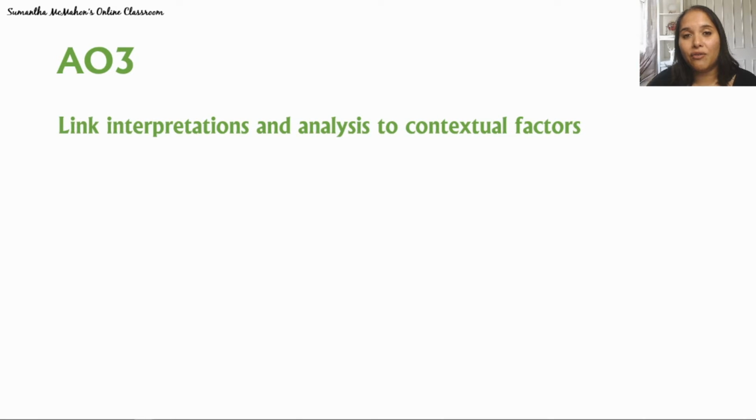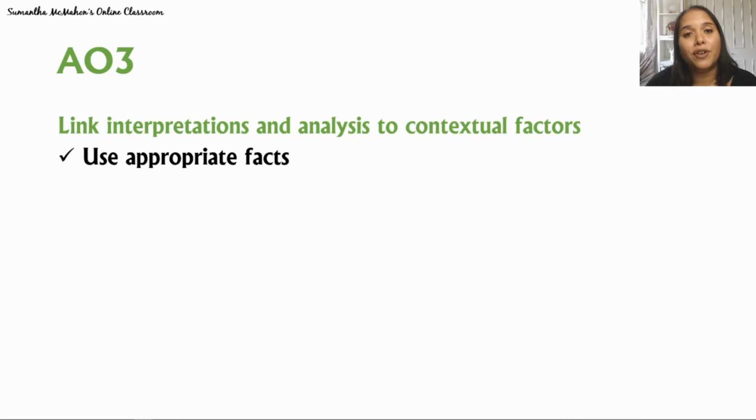Now we have AO3, and this is where you need to link your interpretation and the meanings and your analysis to contextual factors. And when we talk about context, we are talking about, who is the writer and what happened in his and her life around the time they wrote this? What's the history? What was happening in society around that time? Maybe what was happening globally around that time? What did people believe in during that time? So these are the sorts of things you need to consider.